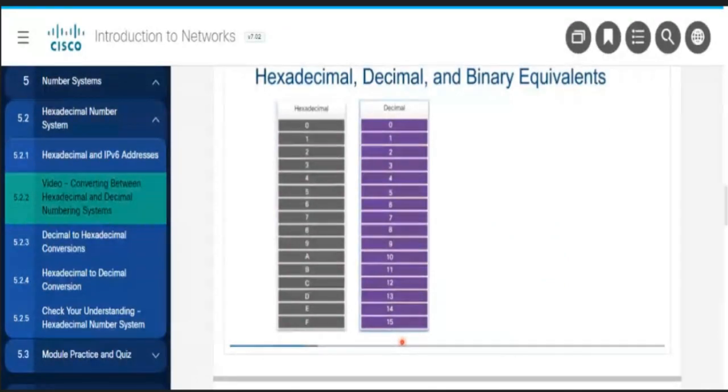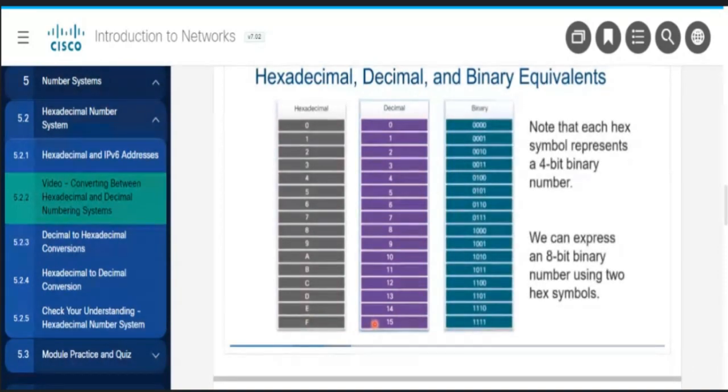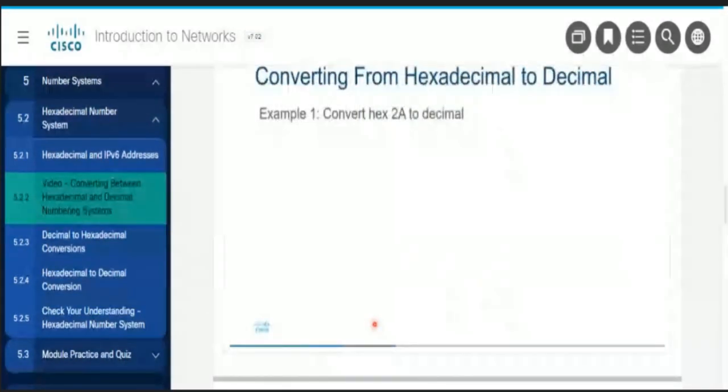These are the decimal equivalents. Note that the hex symbol A is equal to decimal 10, hex B is equal to decimal 11, and so on until we get to hex F, which is equal to decimal 15. Here are the binary equivalents. Note that each hex symbol can be used to represent a 4-bit binary number. Given that 8 bits is a common binary grouping, we can represent an 8-bit binary number using just 2 hex symbols. In this first example, let's look at converting hex 2A to decimal.